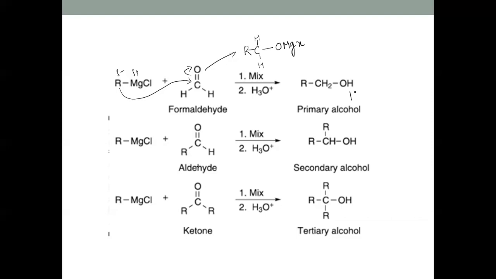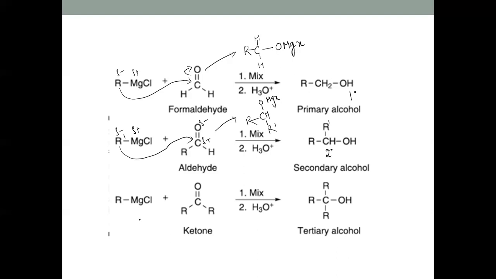From an aldehyde other than formaldehyde, how does the reaction occur? Again, this is negative, this is positive. Nucleophilic attack occurs on this electrophilic carbon. Let me write this as R dash. So this is OMgX, with R dash and H, which on hydrolysis will give you a secondary alcohol.